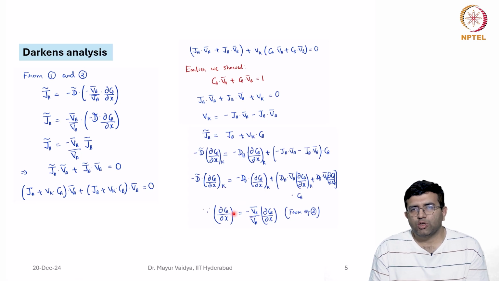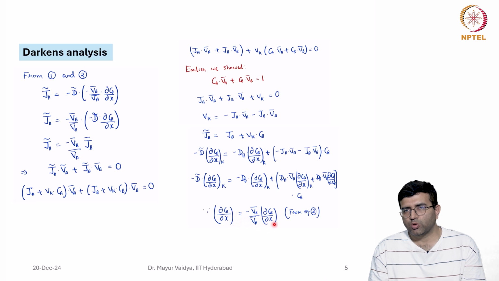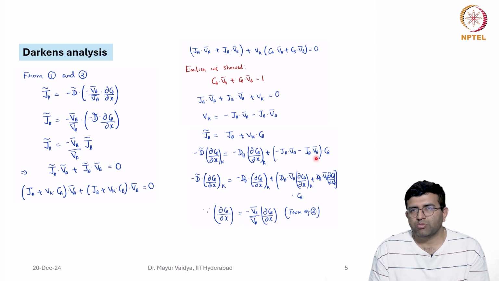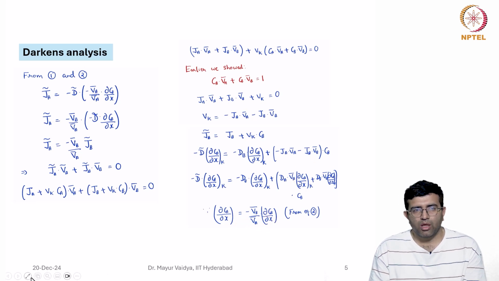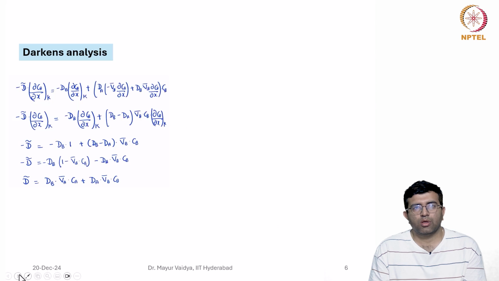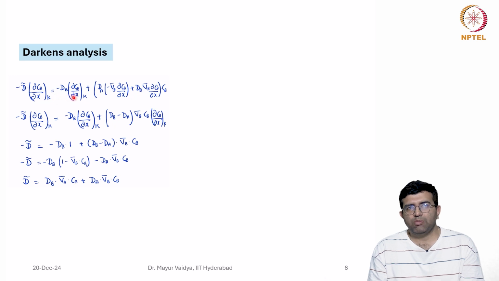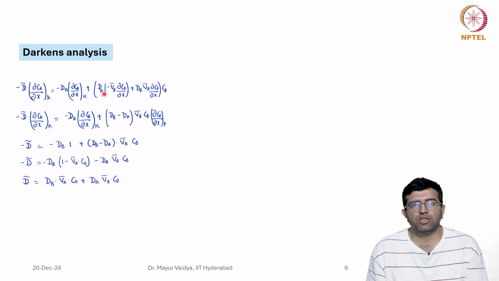And so ∂Ca/∂x is nothing but minus Vb bar by Va bar into ∂Cb/∂x. So if I substitute it back here, what I get is minus d tilde into ∂Cb/∂x is equal to minus dB into ∂Cb/∂x at the Kirkendall marker plane plus, inside the bracket, see these terms carefully, you have dA here.